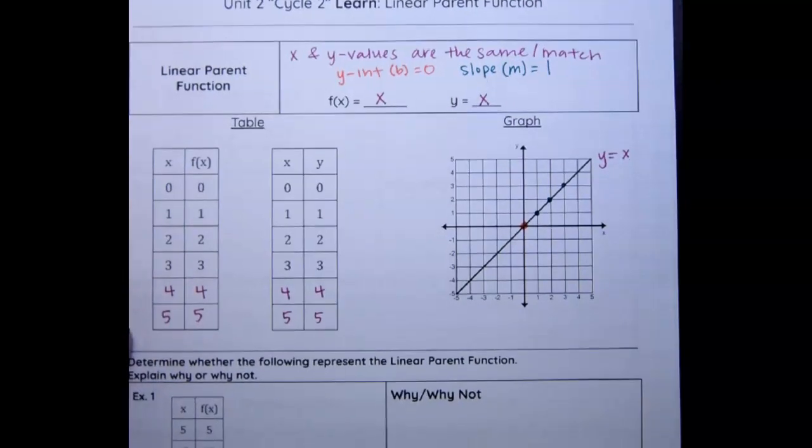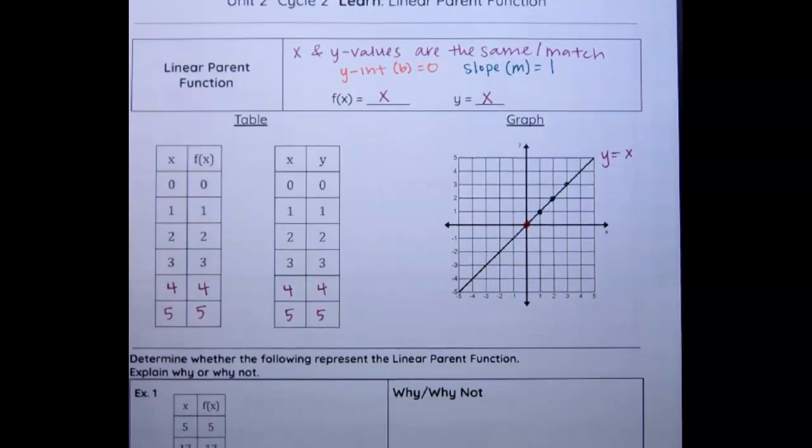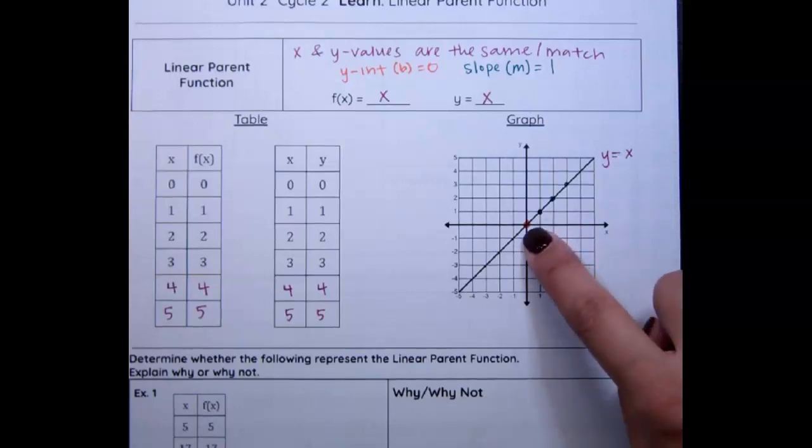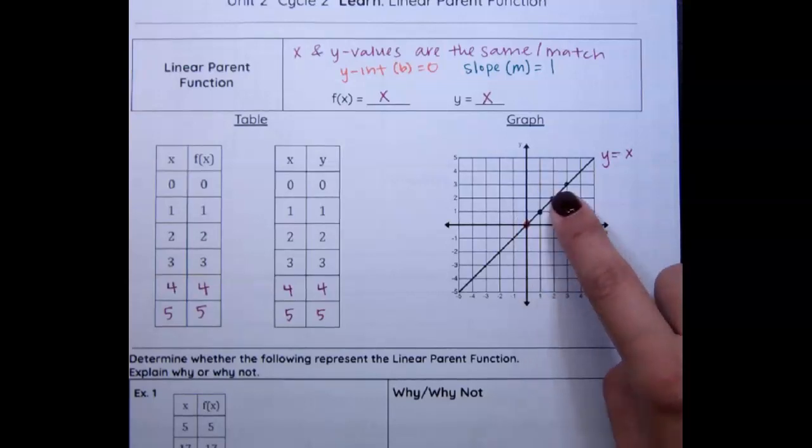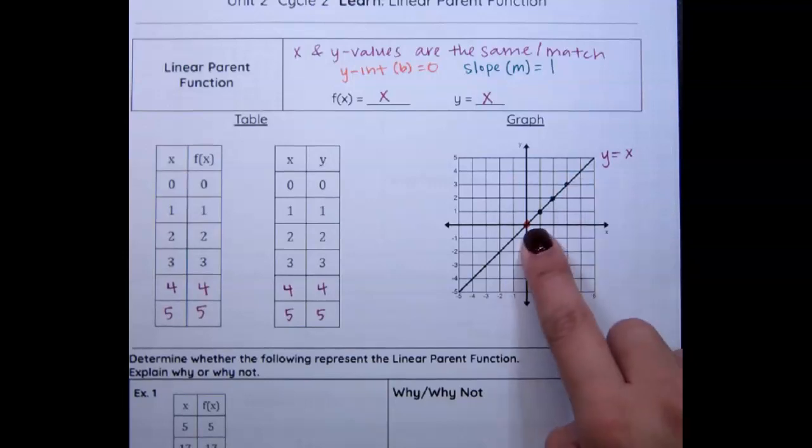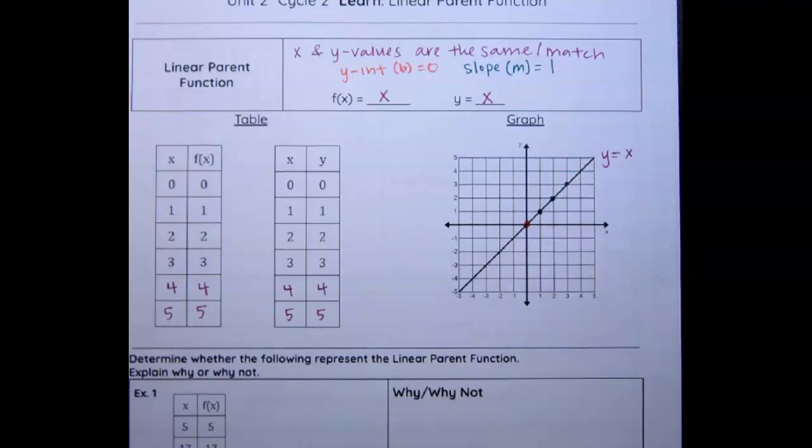So when you have a graph, that is how you check to see whether it is the parent function or not. If you have a slope of 1, meaning you go up 1, right 1, up 1, right 1, up 1, right 1, and your y-intercept is at 0, then you have a graph of the parent function.